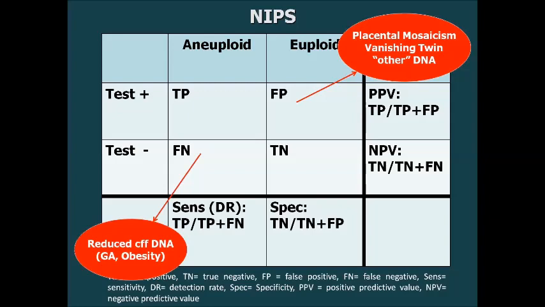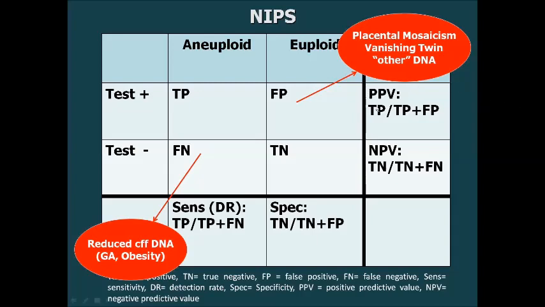False negatives derived from reduced cell-free fetal DNA fraction. This can occur because the gestational age is too early. Typically, at least 9 to 10 weeks is required, or in obese patients who, for reasons that are not entirely clear, are sometimes determined to have lower cell-free fetal DNA fractions than patients who are not obese.